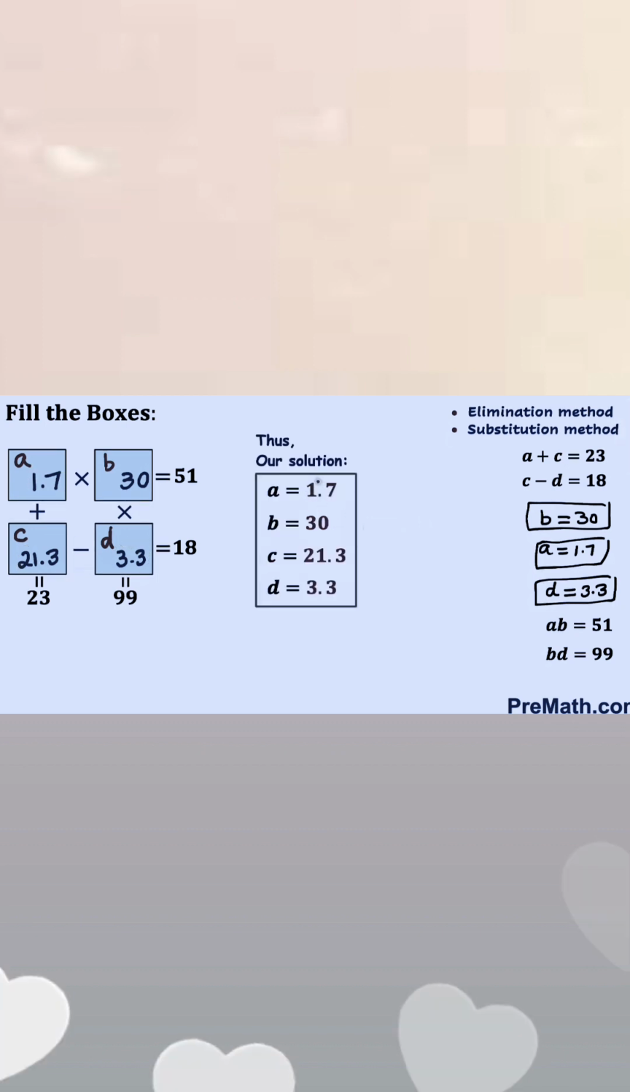So thus, our solution turns out to be A equals 1.7, B equals 30, C equals 21.3, and finally D equals 3.3.